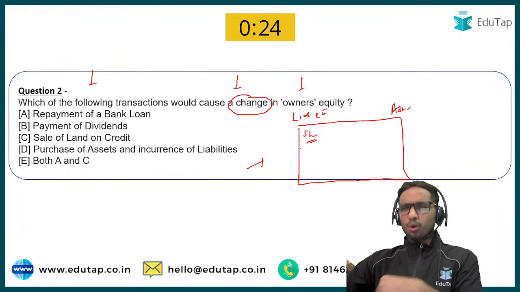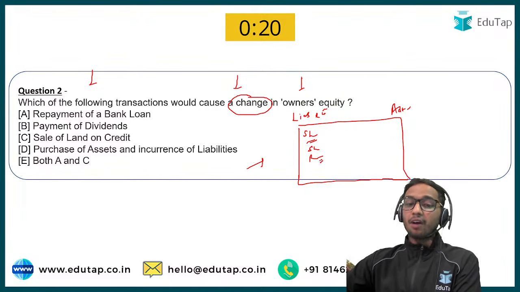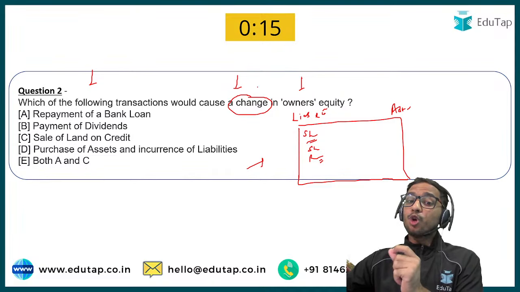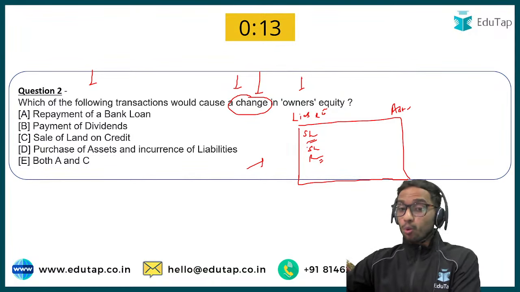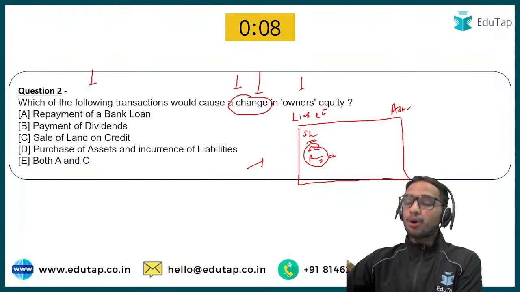And inside this shareholders fund, what do we have? We have share capital, right? We have reserve and surplus as well. Now the question is asking which of the following transactions would cause a change in owner's equity. So owner's equity includes your share capital as well as your reserve and surplus.